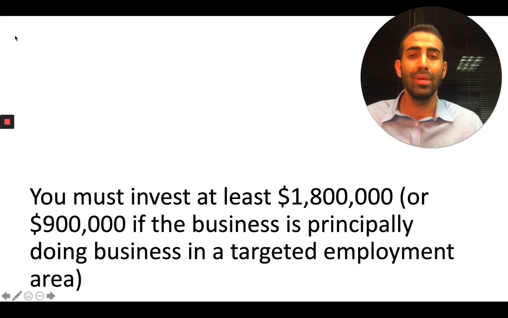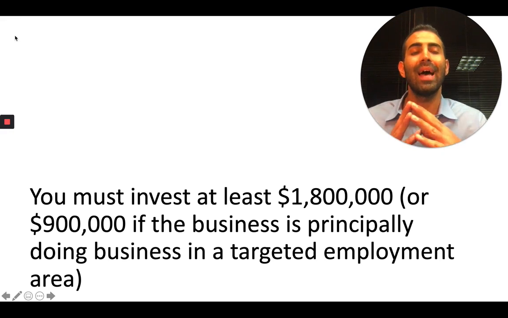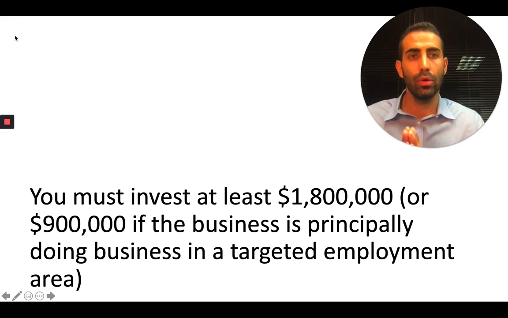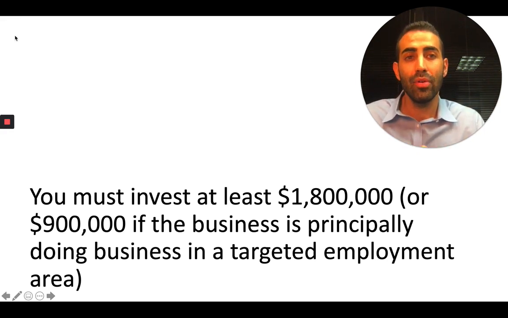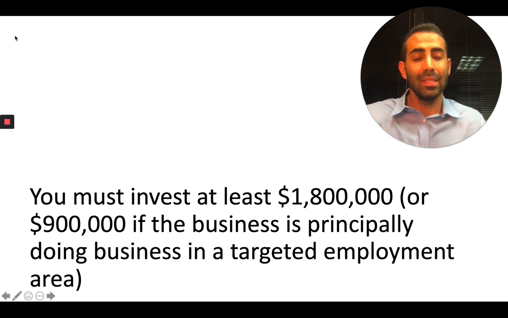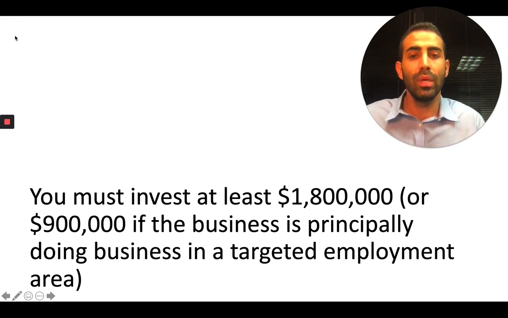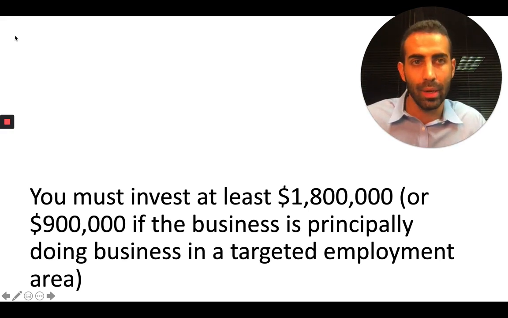Requirement number 2 is that you must invest at least $1.8 million in the new commercial enterprise. Now there is an exception that allows you to invest $900,000 instead of $1.8 million. And in order to qualify to invest the reduced amount of $900,000, your investment must be made in a business that's principally doing business in a targeted employment area.